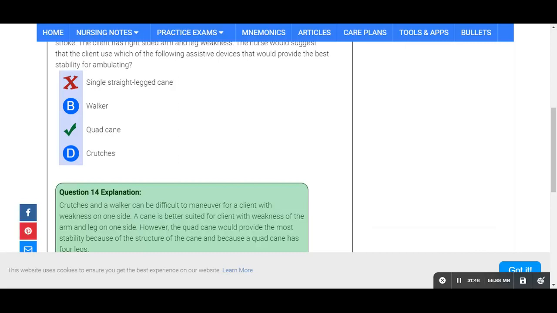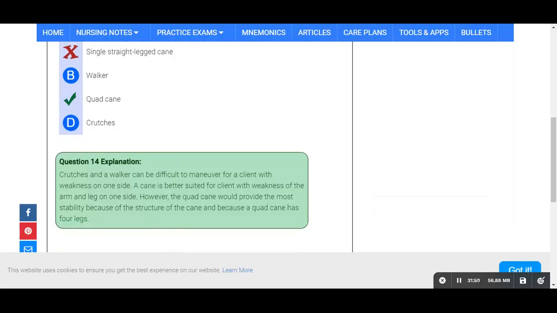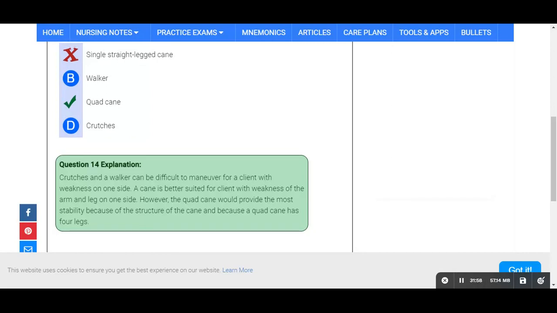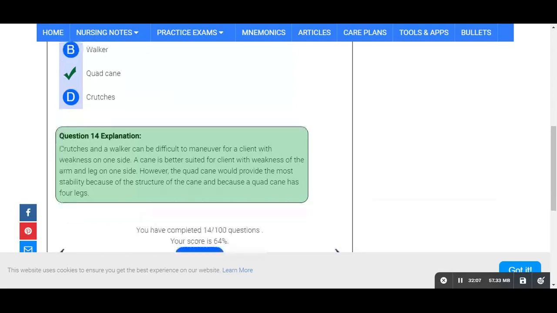Crutches and a walker can be difficult to maneuver for a client with weakness on one side. A cane is better suited for a client with weakness of arm and leg on one side. However, the quad cane would provide the most stability because of the structure of the cane, and because the quad cane has four legs. Okay.